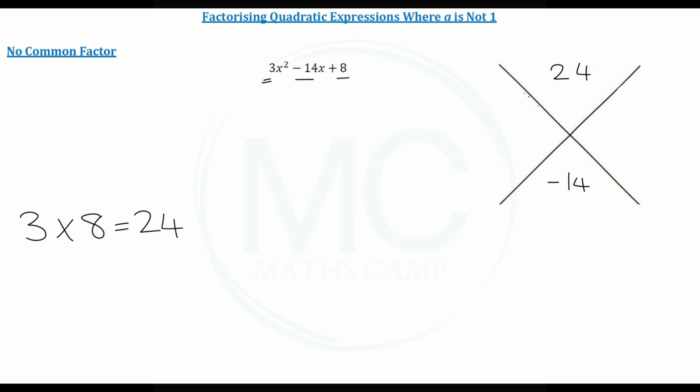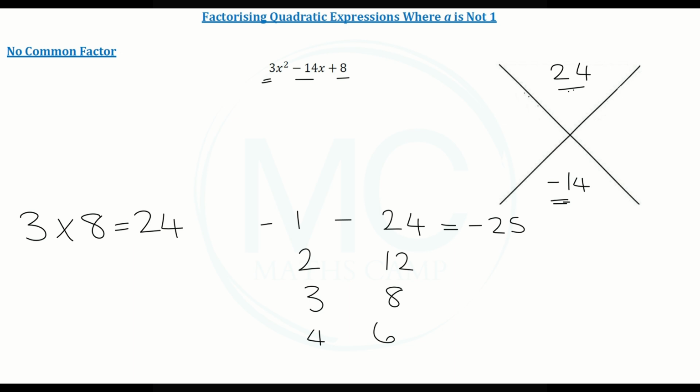Now we need to find factors of 24 that when added together give us -14. So let's write down the factors of 24. We have 1 and 24, 2 and 12, 3 and 8, and 4 and 6. 24 is positive, which means both factors will be positive or both will be negative. We have -14, which means both factors are negative. -1 minus 24 gives us -25.